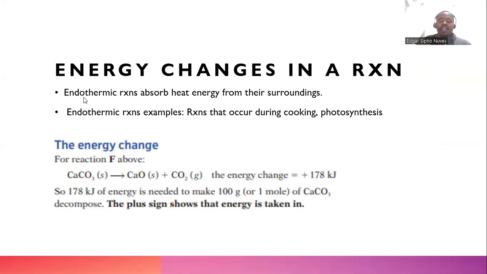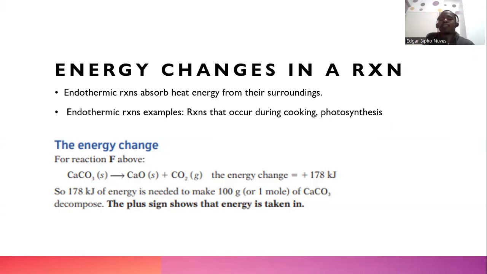The second class of reactions that we classify when we look at chemical energetics is endothermic. Endothermic reactions absorb heat energy from the surroundings, so it's from the surroundings into the system. The word endo sounds like in, and exo sounds like out, just as an endoskeleton is an inside skeleton and an exoskeleton is an outside skeleton. So endothermic means we're taking in heat; exothermic means we're pushing out heat.